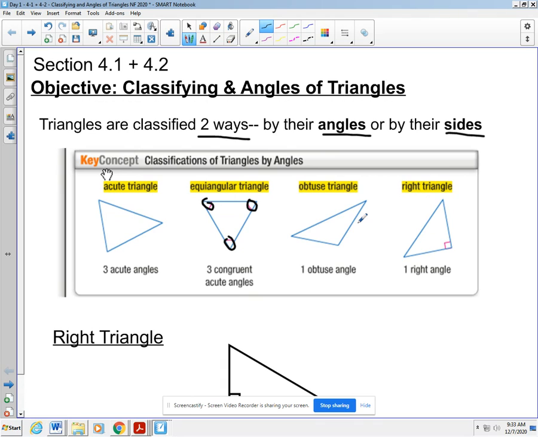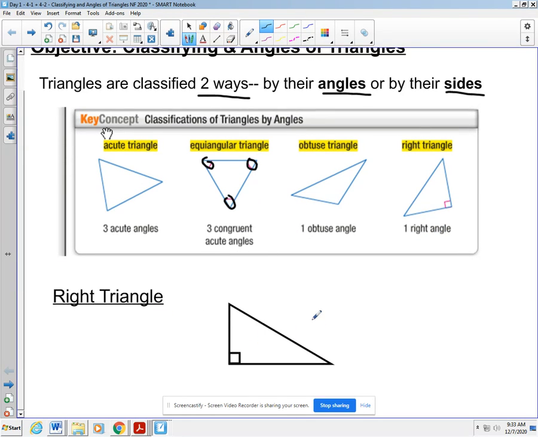The third case is obtuse triangle. An obtuse triangle has one obtuse angle. Later in the course, we'll talk about whether we can have two obtuse angles in a triangle. And probably the most important triangle is a right triangle, with one right angle.